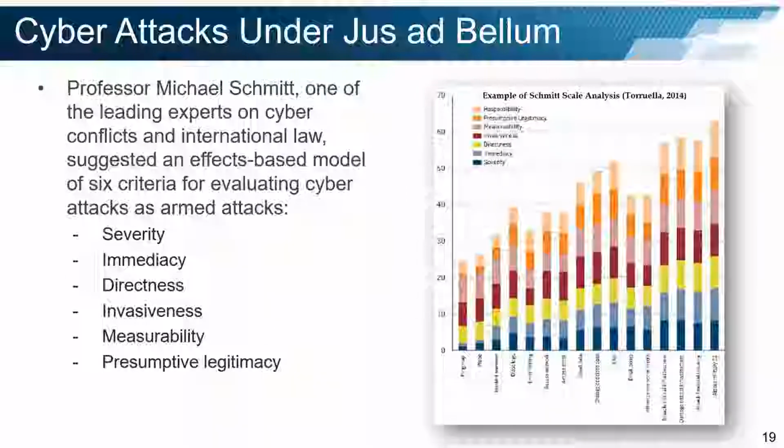One example of an effects-based approach was created by Professor Michael Schmitt, one of the leading experts on cyber conflict and international law. Professor Schmitt's approach evaluated cyber attacks based on 6 criteria: severity, immediacy, directness, invasiveness, measurability, and presumptive legitimacy. The chart provides a graphic example laying out cyber attacks and evaluating them in terms of overall effect. A higher score on the chart corresponds to the likelihood of an attack being construed as a use of force. This model is just provided as an example, and we will not explore it to great depth.